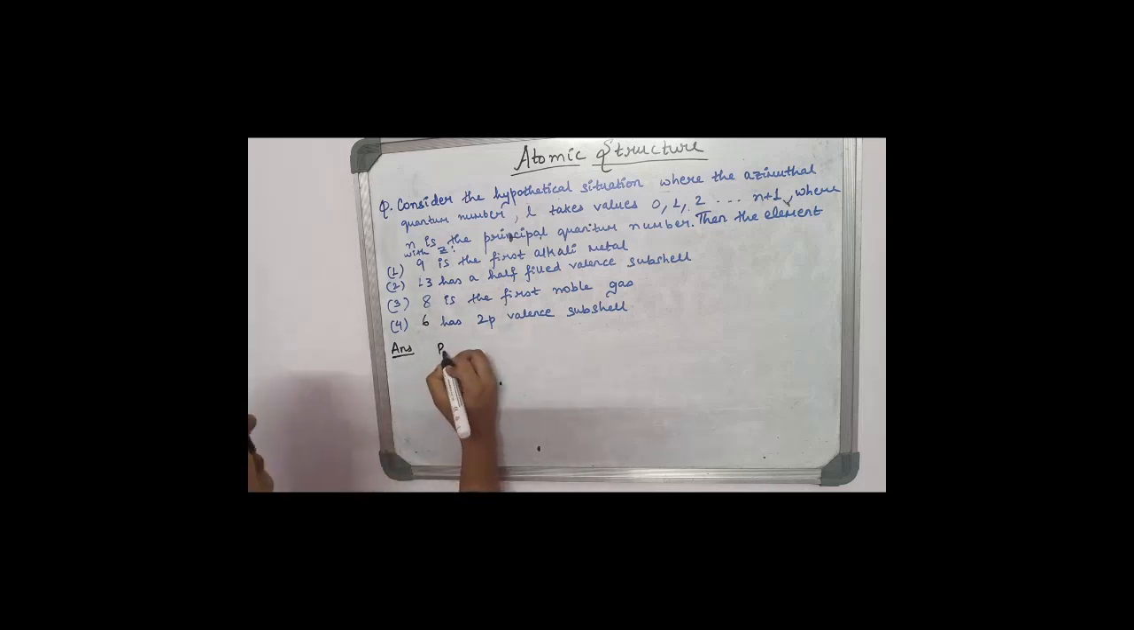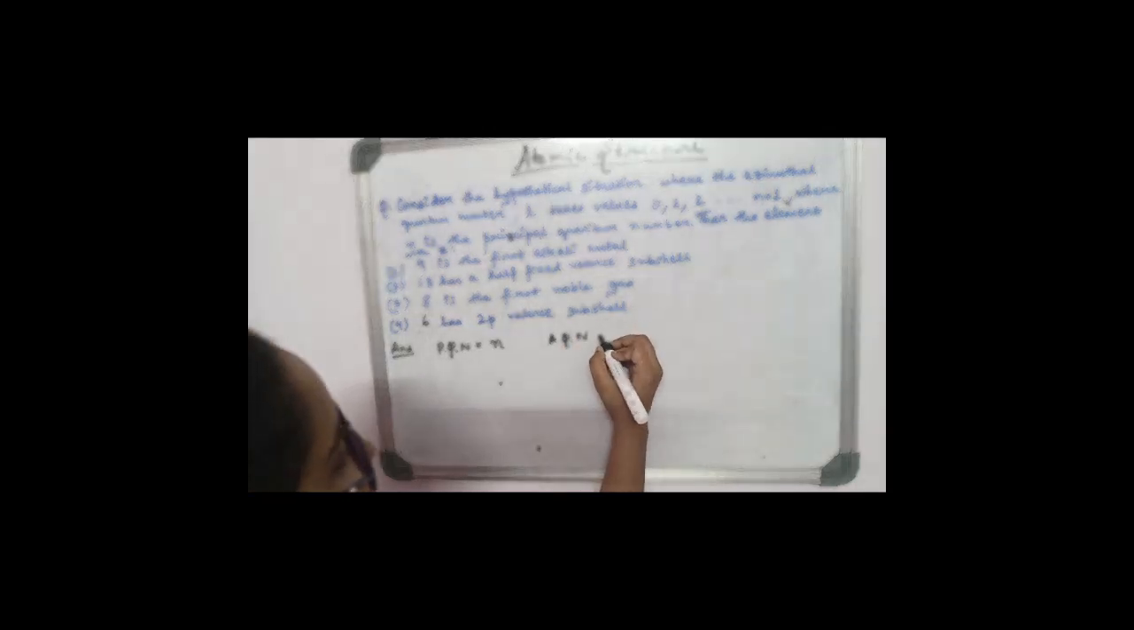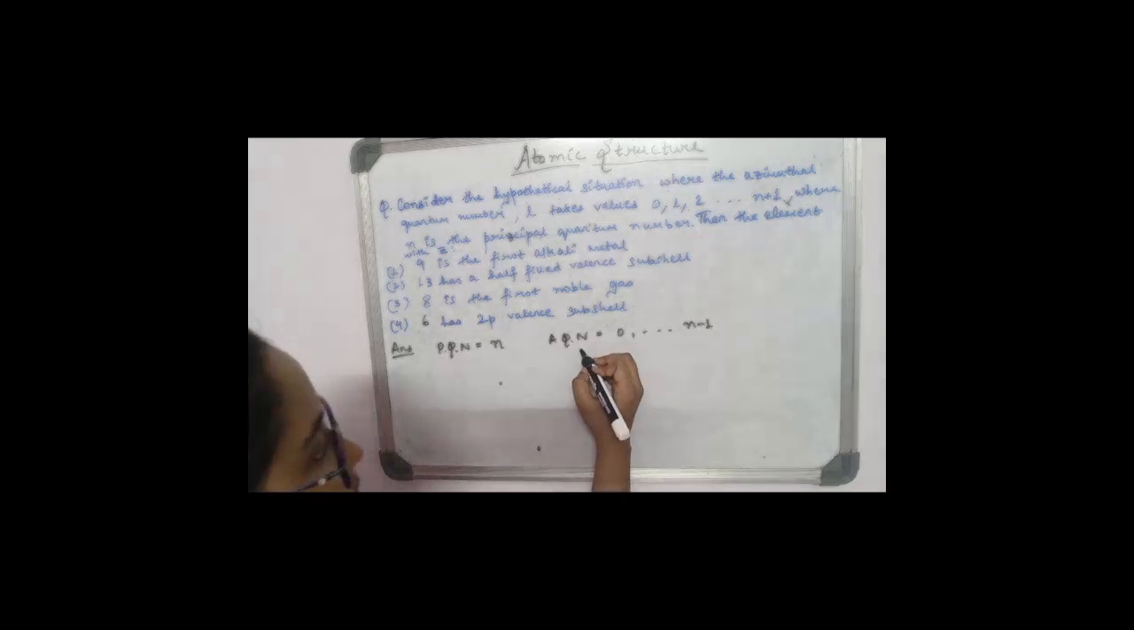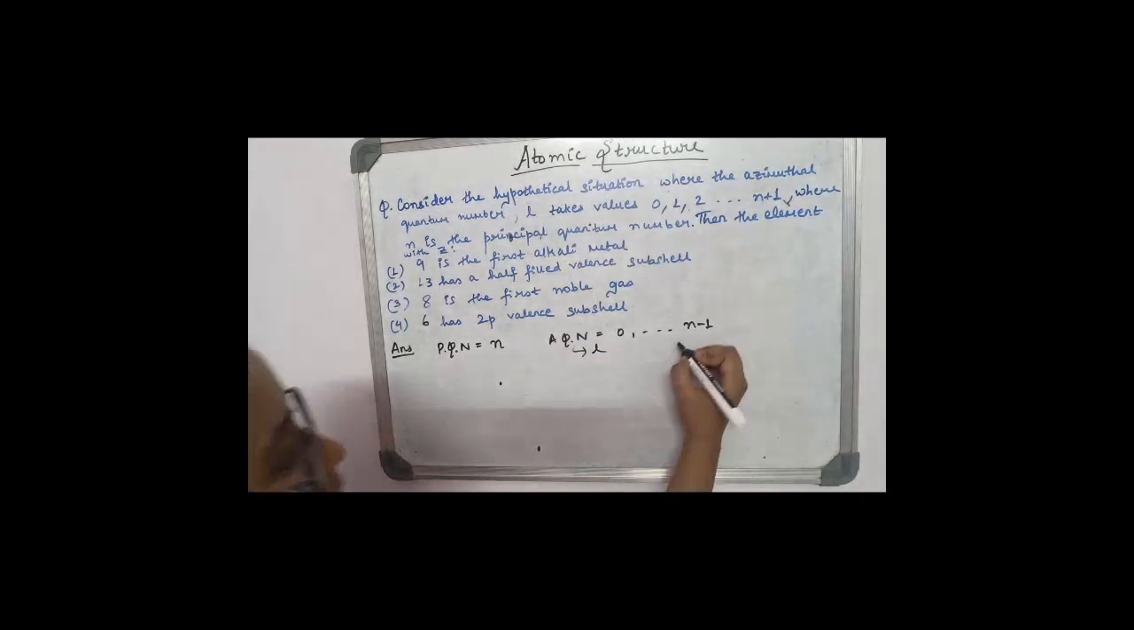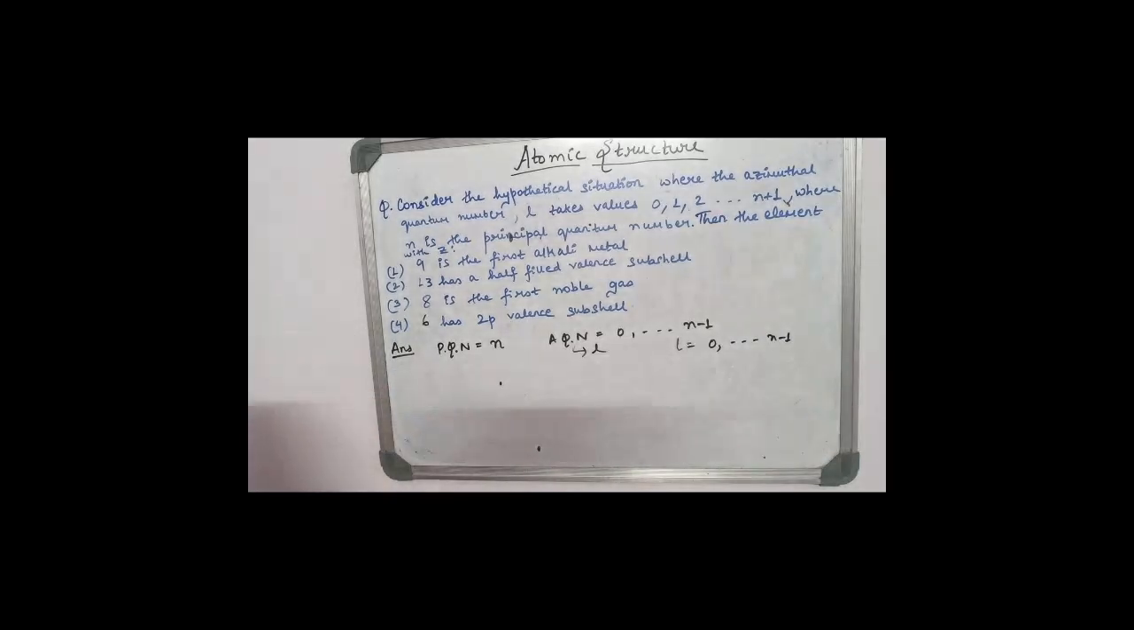So in normal cases, the principal quantum number is denoted by n, and the azimuthal quantum number ranges from 0 to n minus 1, and this azimuthal quantum number is denoted by l. So l ranges from 0 to n minus 1 for a particular n value. So for the shell n equal to 2, the l values will be 0 and 1 in this case, in normal circumstances.